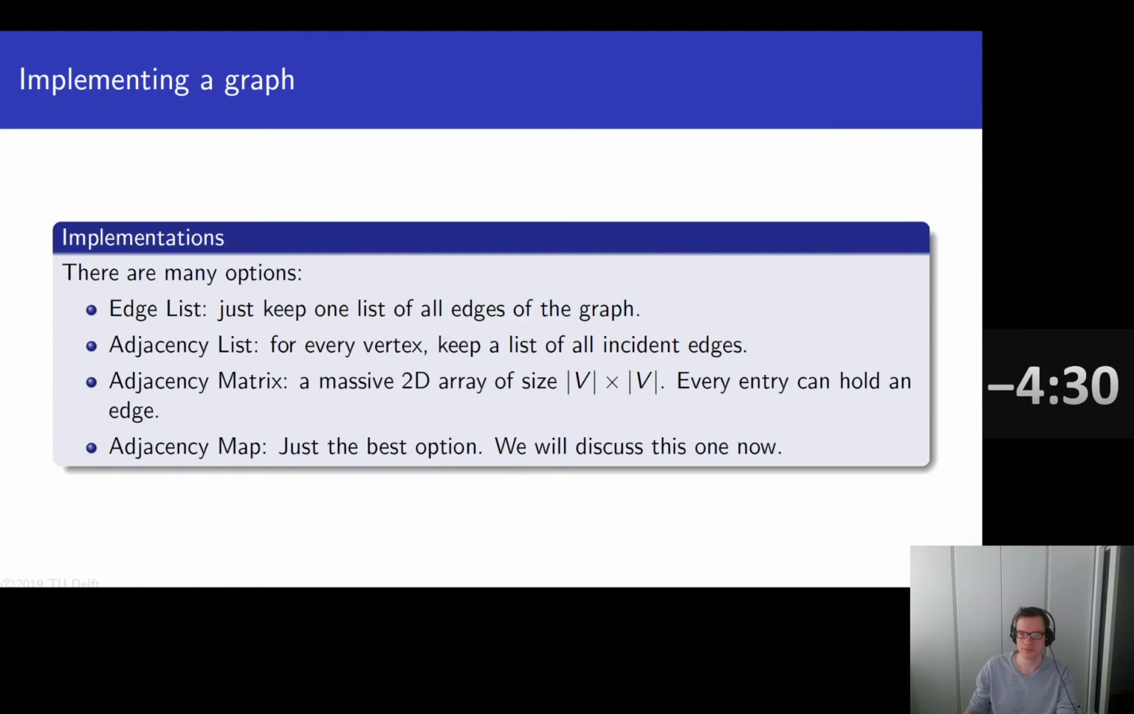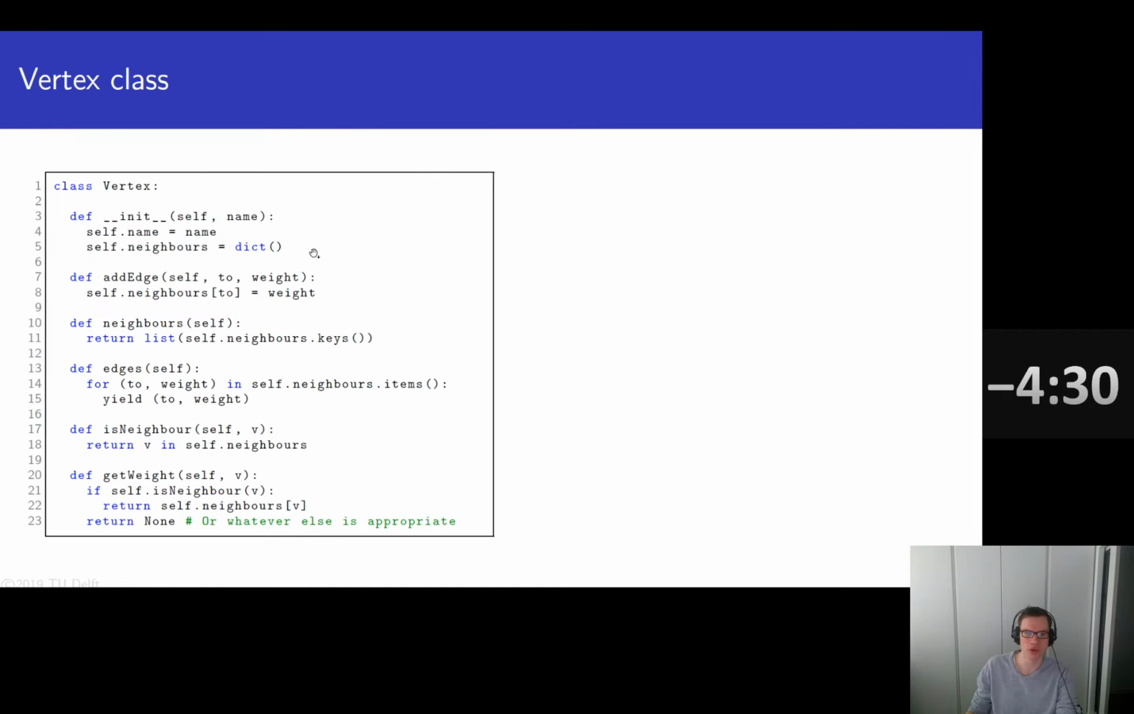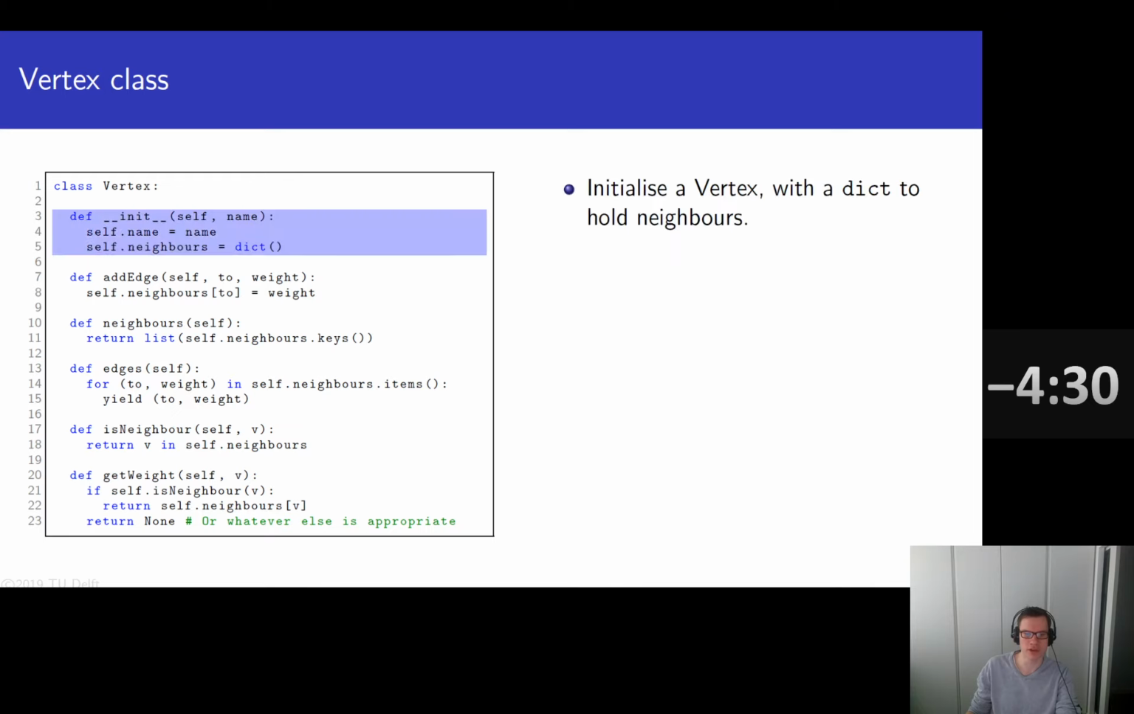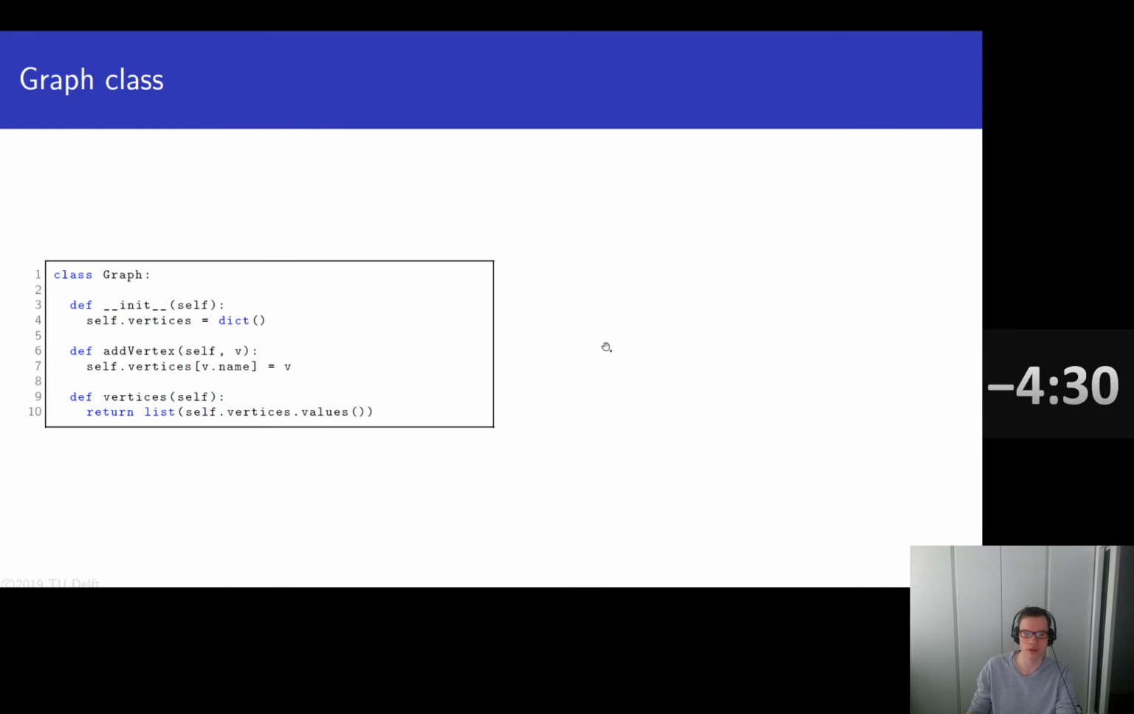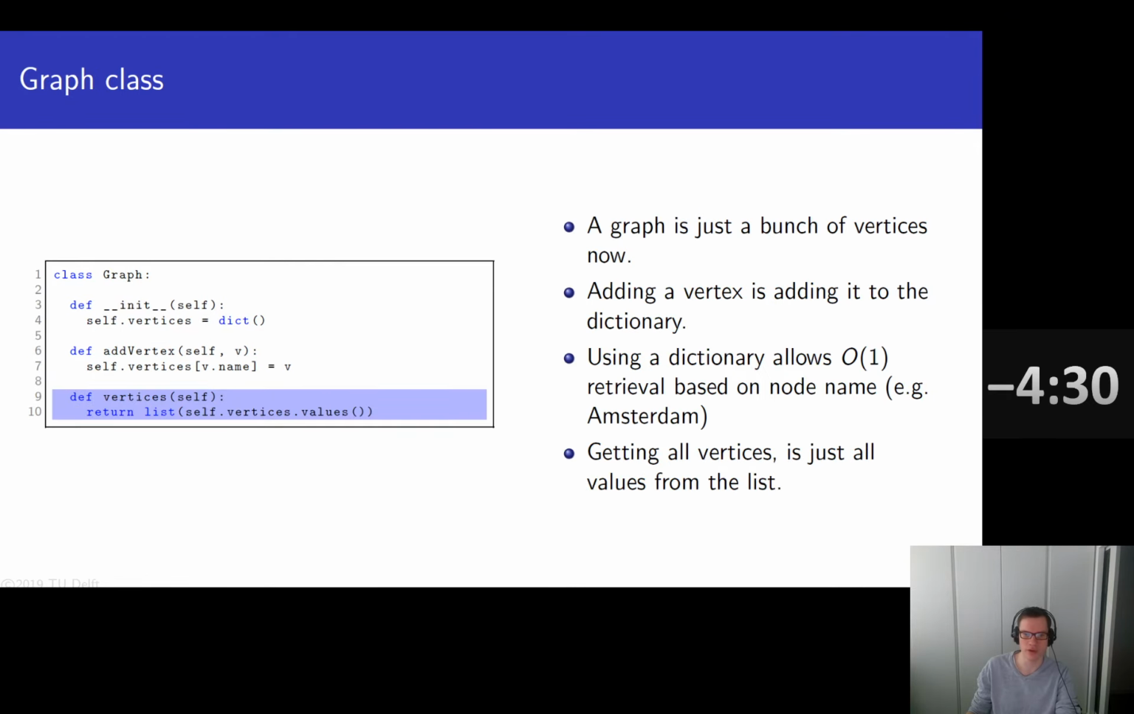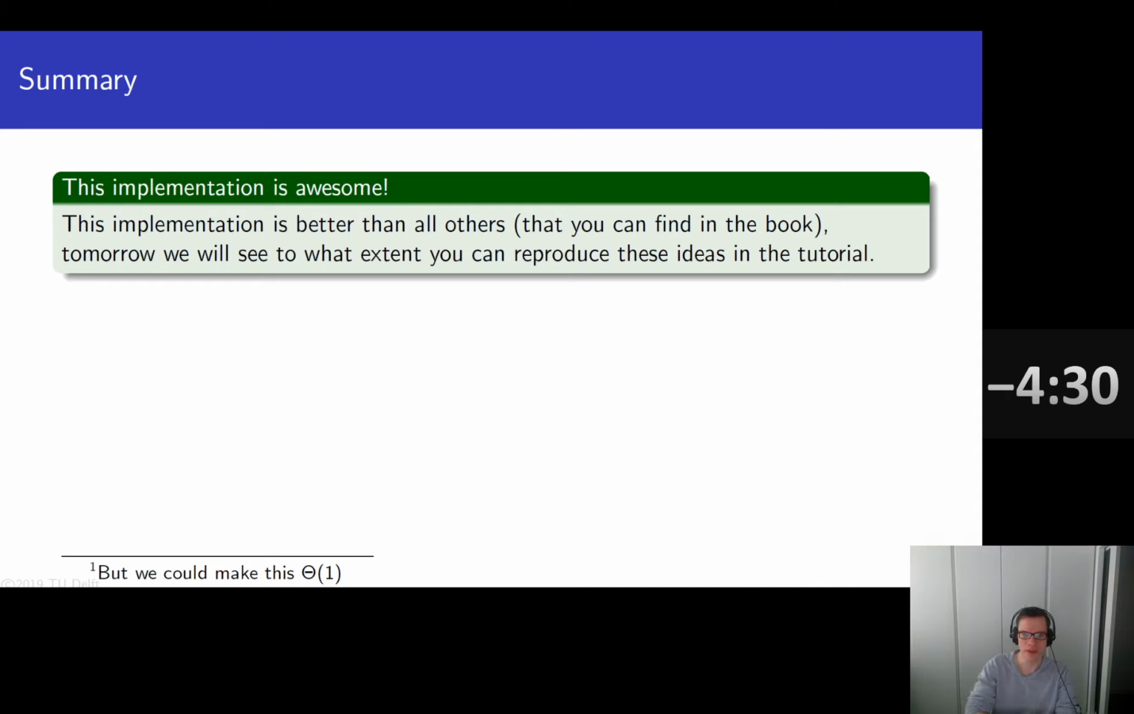So, we took a look now at an adjacency map. In my slides, which I will publish later, you will find a slightly different implementation of an adjacency map. It does the same thing, but it's slightly different. So I'm not going to go through that now. We just implemented one ourselves. Now, the implementation that we created is better than all the others that are in the book.